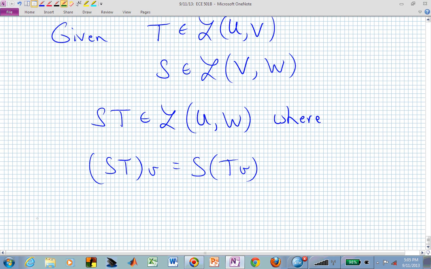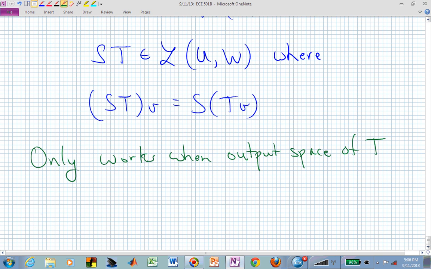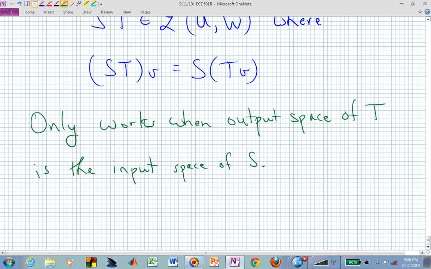And I think it's clear that this is only going to work when the first map takes us into the domain of the second map. Meaning this only is going to work when the output space of T is putting us in the input space of S.